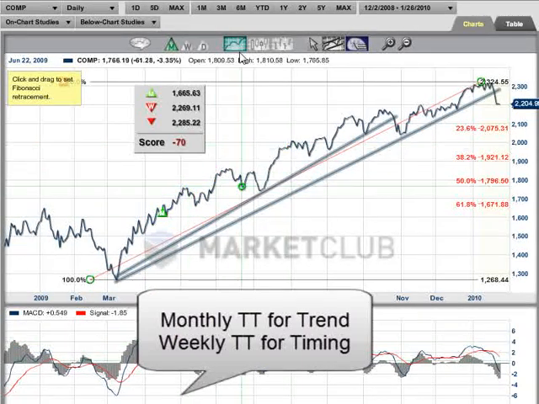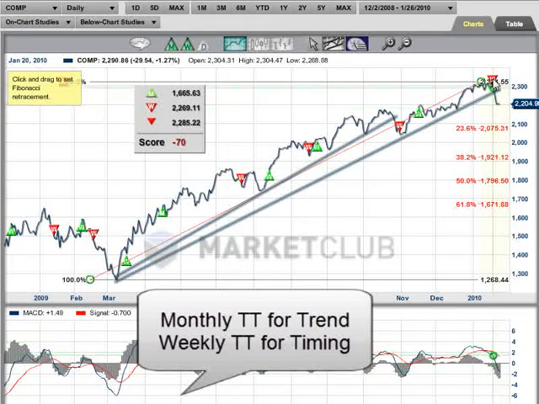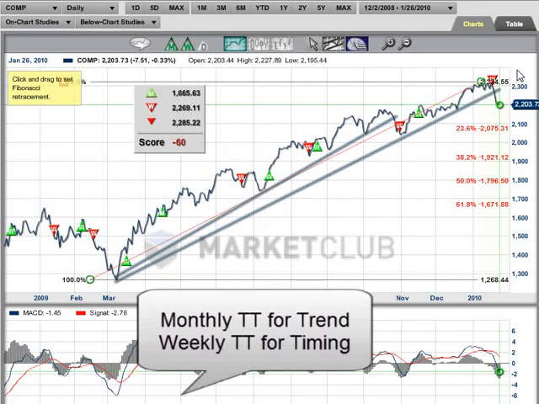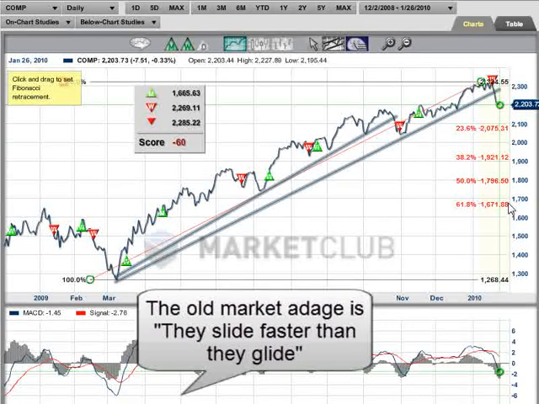Now we use our monthly for the trend and our weekly for timing the trade. So you can see here, we put the weekly in. It's very simple. Just click here, and you can see right away we had a signal here at 2,269 to exit this position. Here it is. We're some 66 points lower, and it isn't over yet. So I would expect to see the market pull back at least to the 38% level, and possibly to 50, and even all the way down to about 1,700. It's going to be fast, because the old adage is they slide faster than they glide.